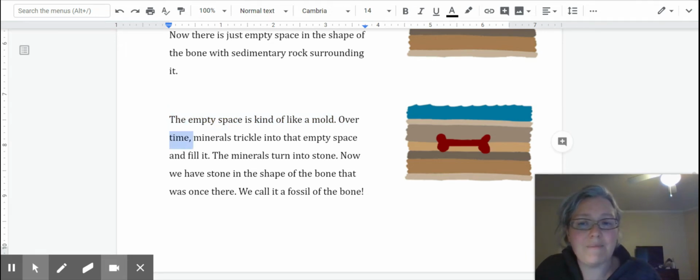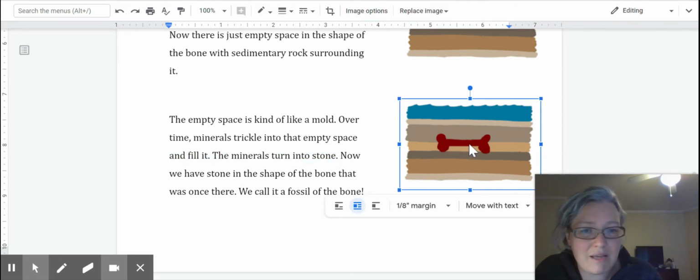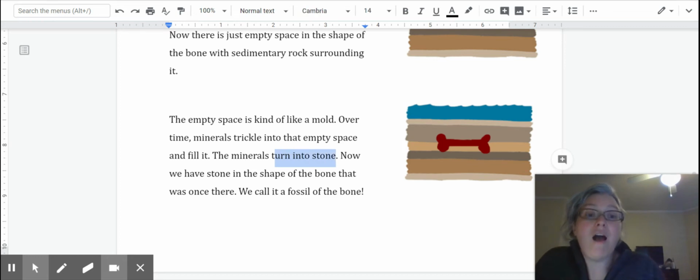Over time, minerals trickle into that empty space and fill it. The minerals turn into stone. So I think that this red part must be the minerals that went into that empty space. That's why the author decided to make this picture a different color now, because that empty space is filled with minerals that are turning into stone. That's how we got the trilobite in the shape of a trilobite, but with a stone.